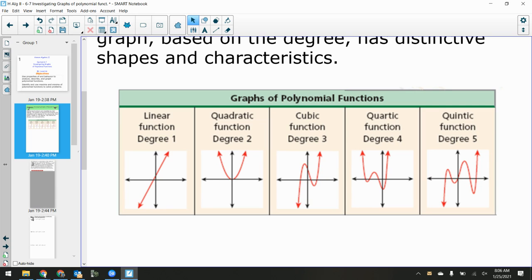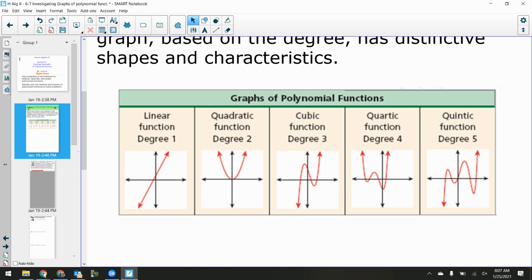What else? How many zeros do you see in degree 5? 5. How many in 4? 4. How many in 3? 3. How many in 2? It looks like 1, but it's really actually 2 because it bounces. Right? How many in 1? 1. So the number of zeros corresponds to the degree. That's the fundamental theorem of algebra that we learned. But we have to include multiplicities. That's why the quadratic almost looks like it breaks that rule.